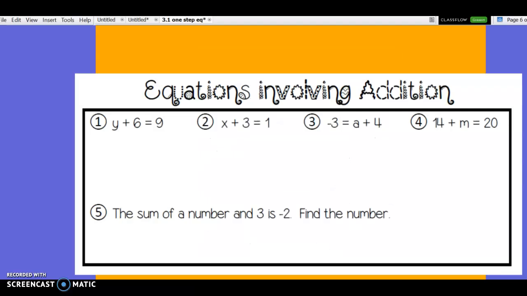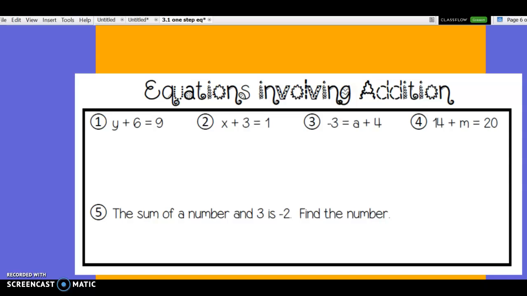All right, the first problems in your foldable are solving equations that involve addition. All these equations here have an addition sign. Now this is something that you had last year, so let's review the steps of solving an equation. Remember, an equation is like a balance scale. Whatever you do to one side, you do to the other. If I add something to one side, I've got to add it to the other to keep it level. Or if I take something away from one side, I've got to take something away from the other side, because we've got to keep it even, because each side has to be equal.